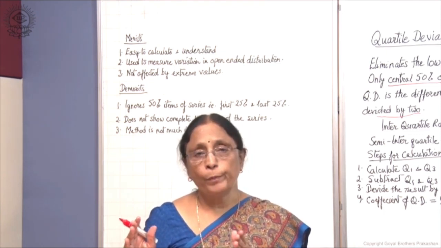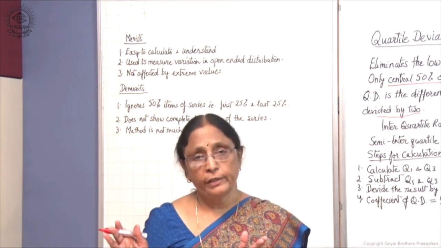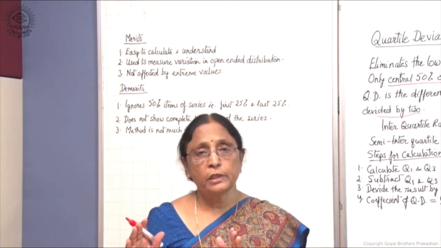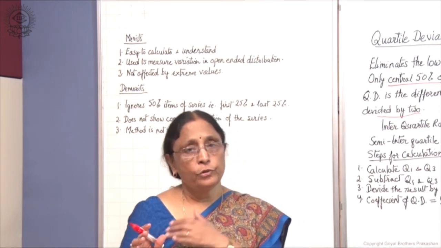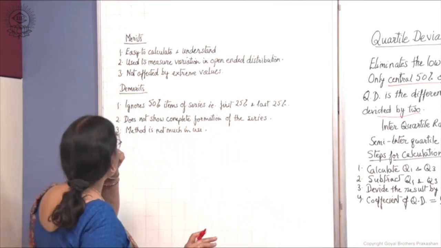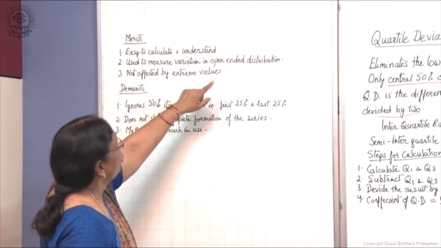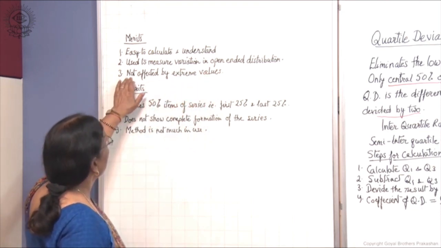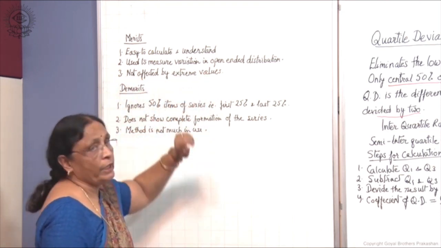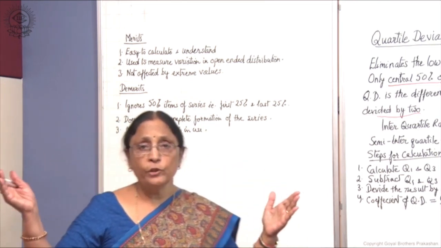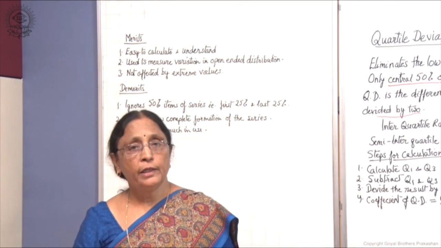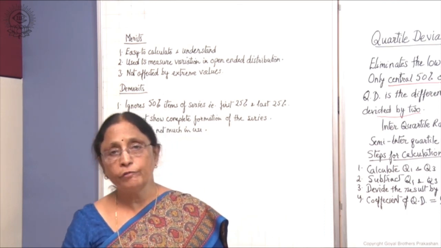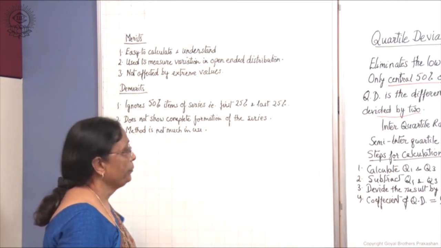So in the case of open-end classes, it hardly matters because we are not concerned with lower limit and upper limit. So in this way this is considered good in open-ended distribution. Third, not affected by extreme values. Extreme values we are ignoring, we are taking the central values, so it is not affected by extreme values. This is another merit of quartile deviation.